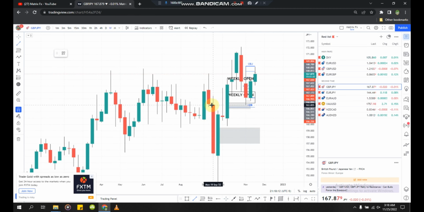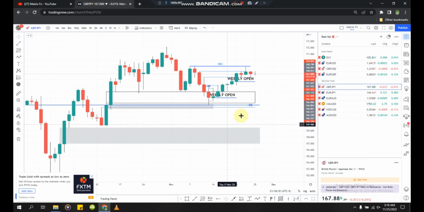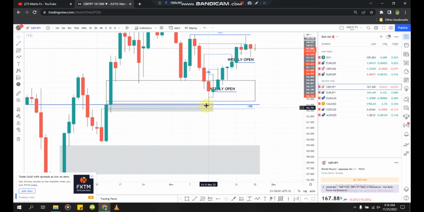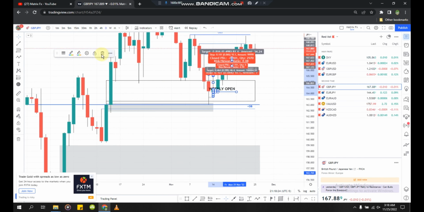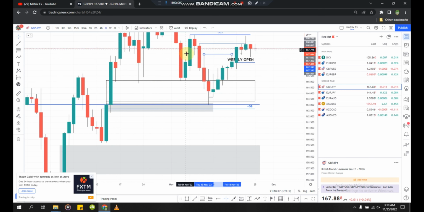So look at it. Now in the daily, this is the order block right here. The market traded to it the previous day. Let me clear this so you guys are able to see. Okay, I think that's enough, it's clear enough.